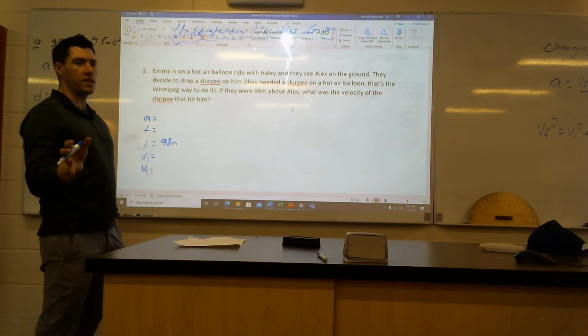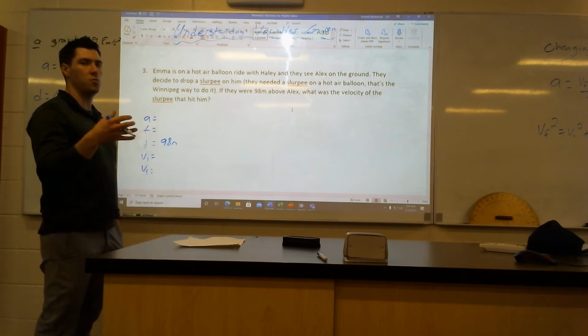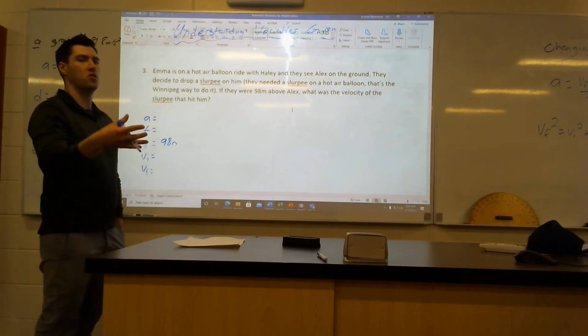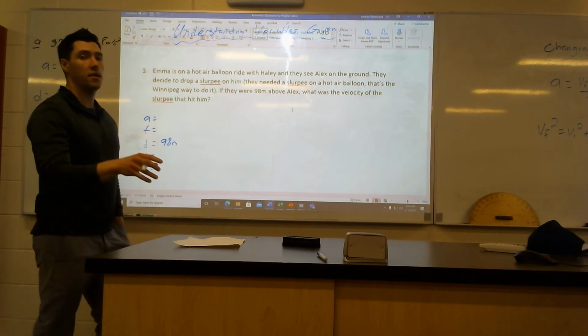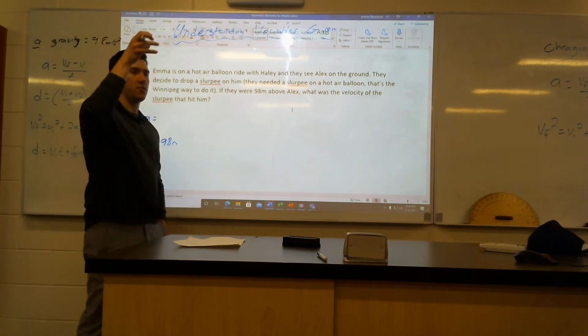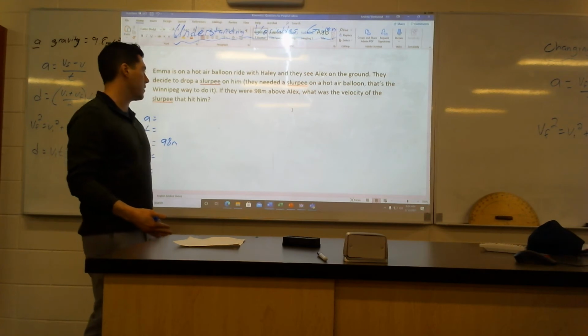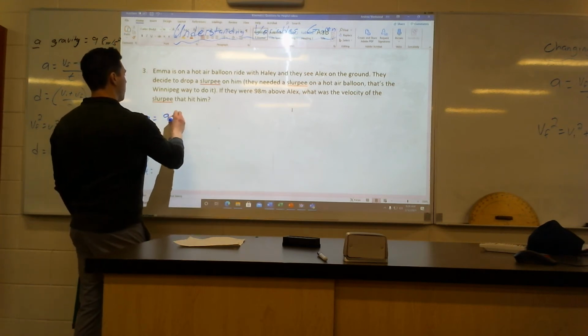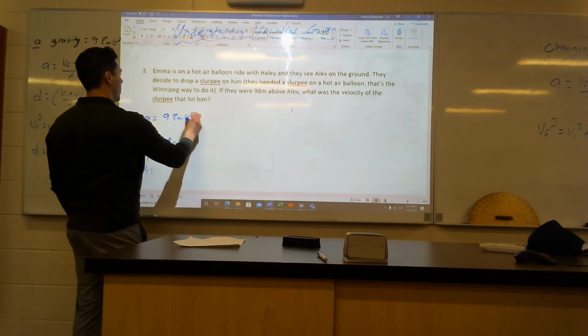Just like last time, at least we're dropping it. So we know that acceleration is going to happen, the acceleration of gravity. It's helping this Slurpee in this sense. It basically started above, we dropped it, so it's going to make it go faster. So acceleration is 9.8 meters per second squared.